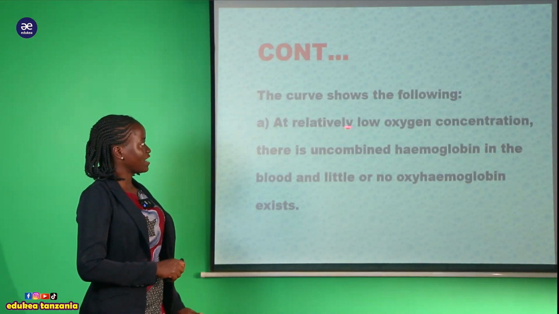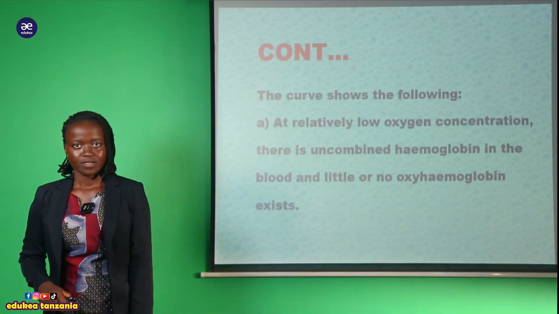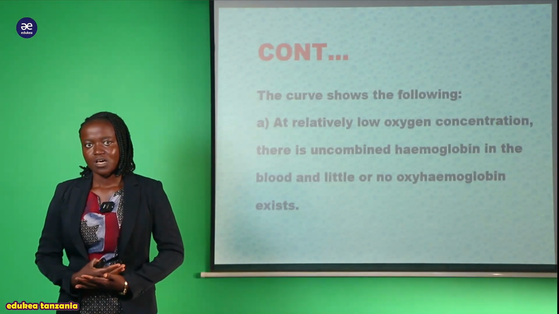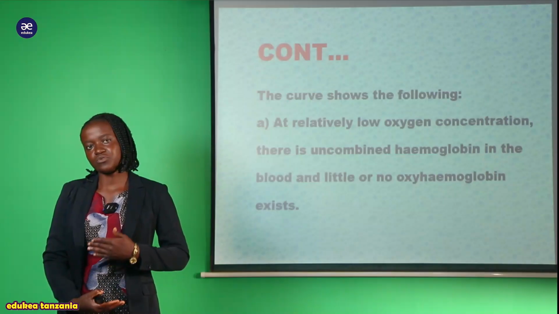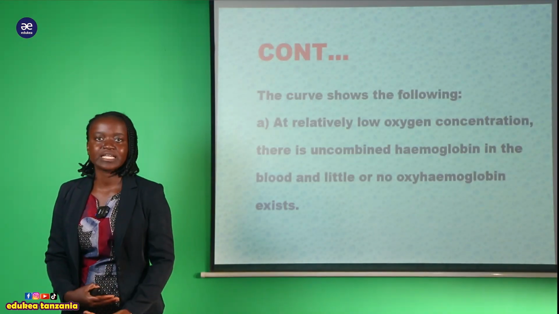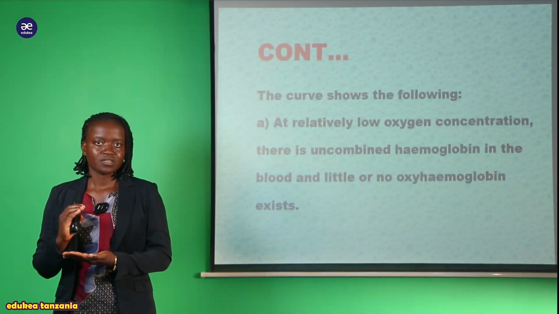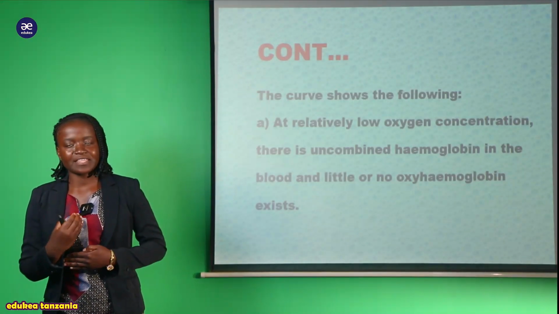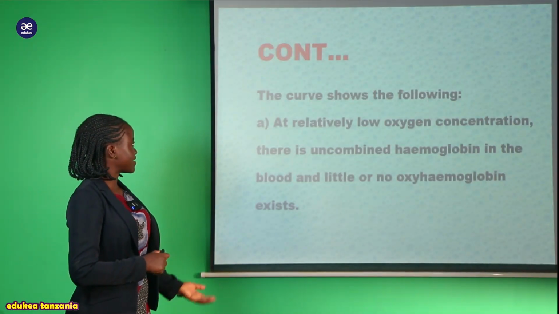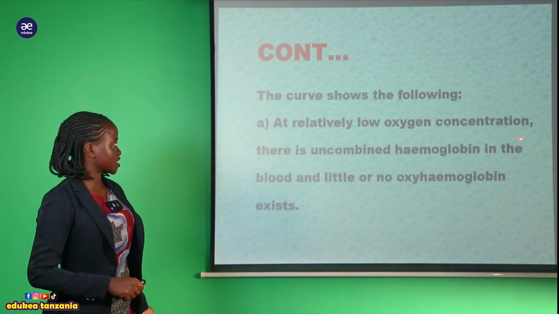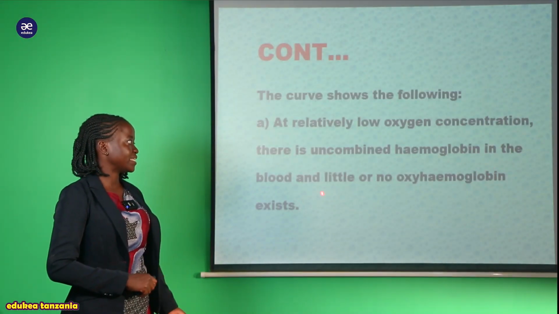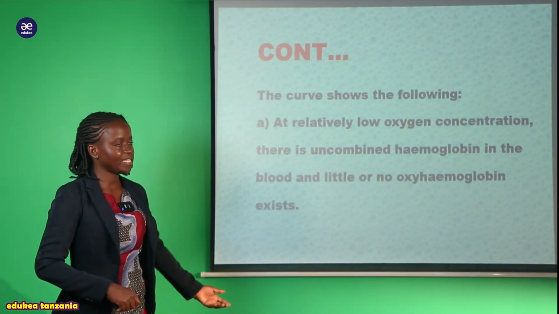But also we can say that the curve shows the following. Since we have seen that, that is just the explanation. As the amount of oxygen tends to increase, the saturation of the hemoglobin with oxygen also tends to increase. And thereby, what does that mean? Here now we are going to elaborate. At a relatively low concentration, there is uncombined hemoglobin in the blood and little or no oxyhemoglobin exists.